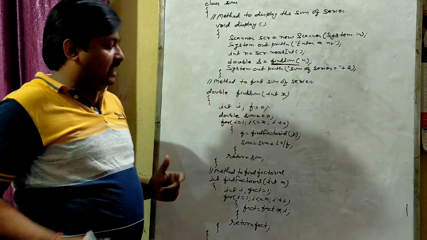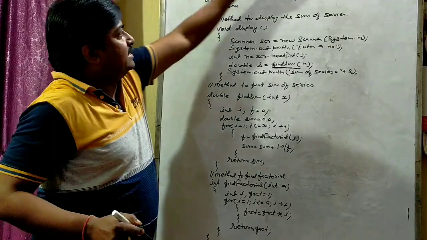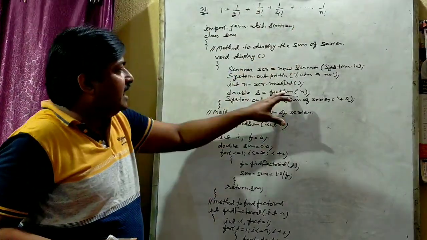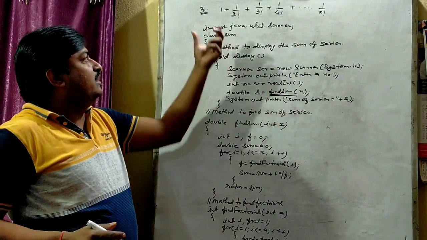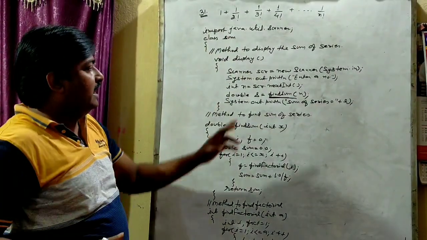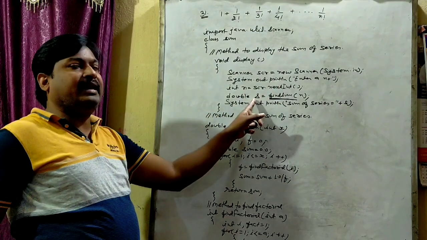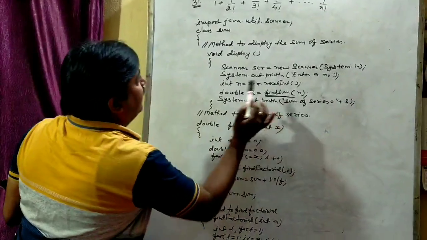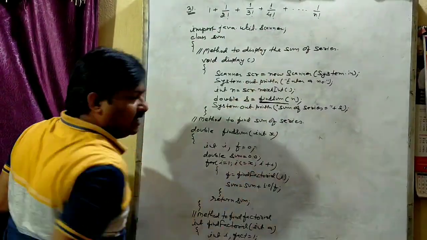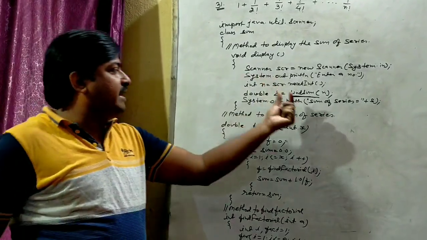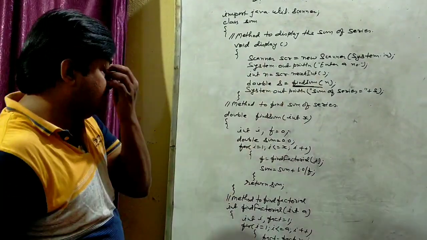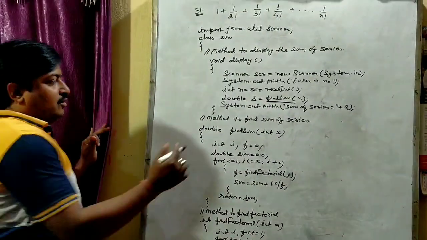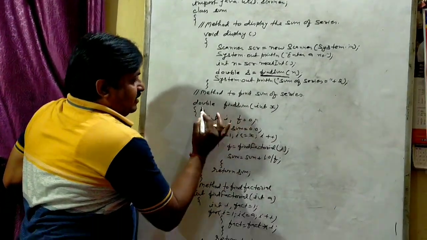The find sum function will calculate the sum of this series and return the result, and that result will be stored in variable s. And we will print the sum of series equal to s so that the sum of this series will be printed. Now what is happening inside the function find sum? This is the problem. So come here, let's check.